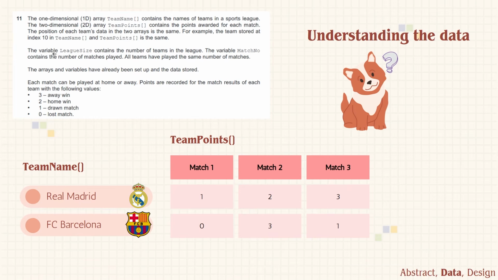Then it also says league size contains the number of teams in the league, and match number contains the number of matches played. So in this case, the league size would be 2 because we have 2 teams, and the match number would be 3 because we played 3 matches.